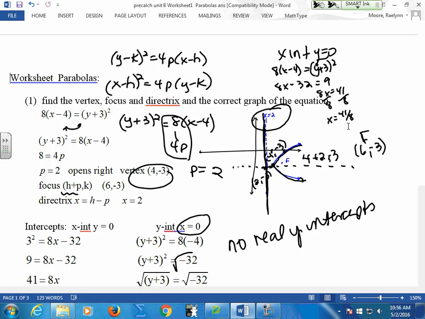Questions? This is what you're looking for. Get the square to one side, find out what P is equal to. From there you can find your vertex, find your focus, find your directrix.